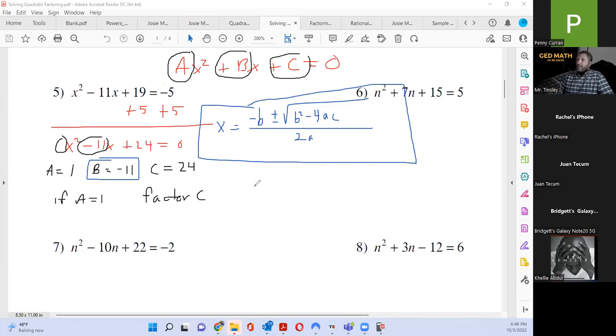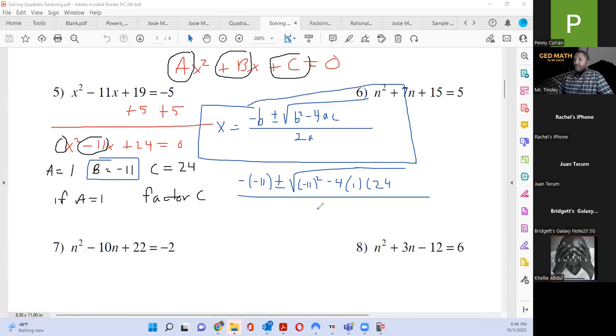So minus B is minus minus 11, because B is negative 11. Plus or minus the square root of B squared, so minus 11 squared, minus 4 times A, which is 1, times C, which is 24, all over 2 times A, and A is 1. So all we did was take the A and plug it in.